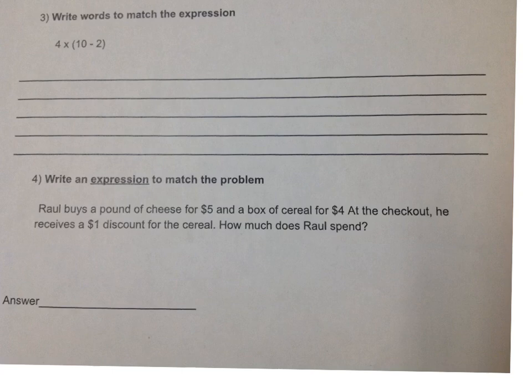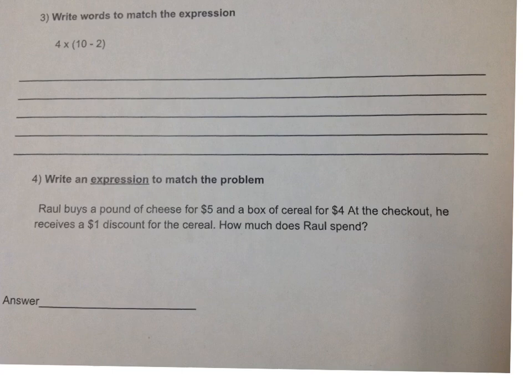Question number 4. Write an expression to match the problem. Raul buys a pound of cheese for $5 and a box of cereal for $4 at the checkout. He receives a $1 discount for the cereal. How much does Raul spend? Well, there are actually 2 ways to express this, and I think both of them are acceptable.